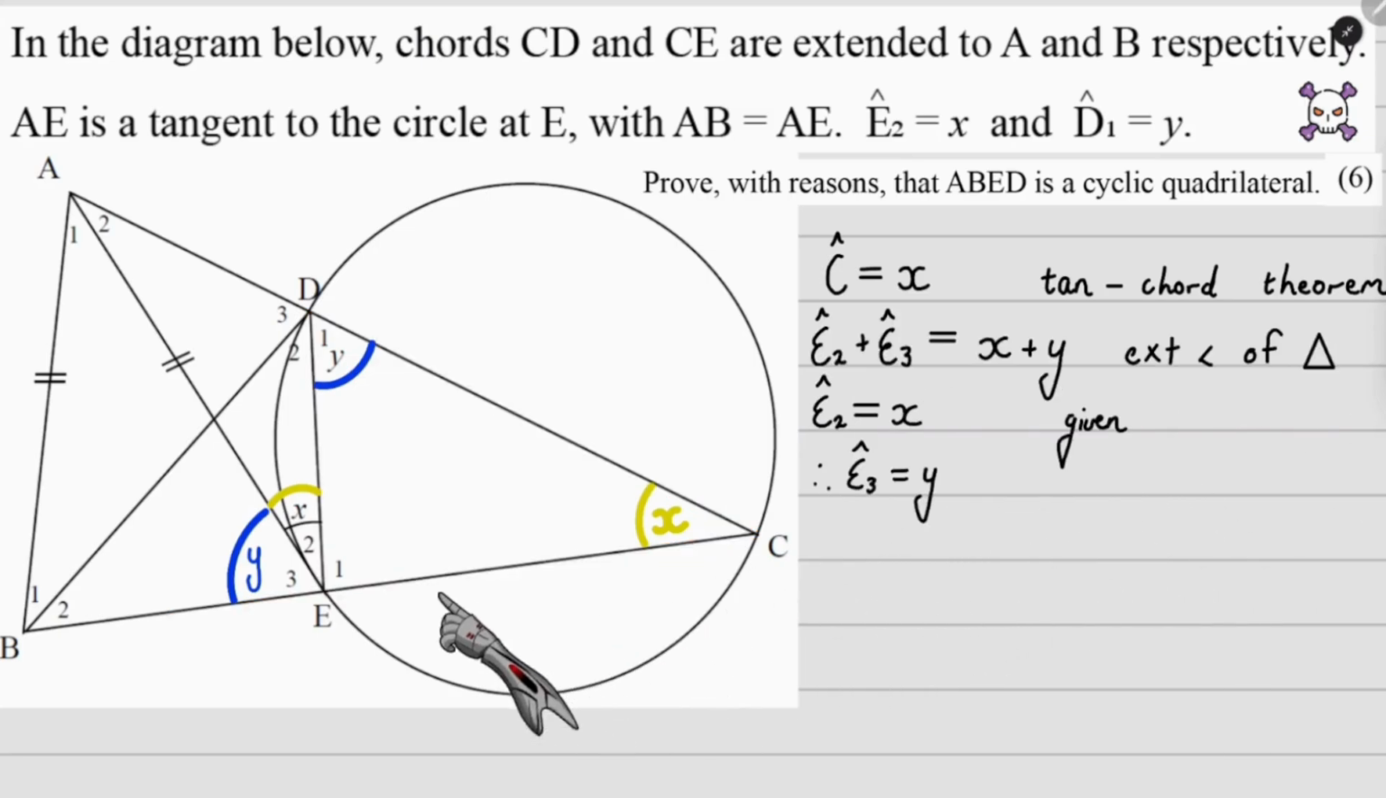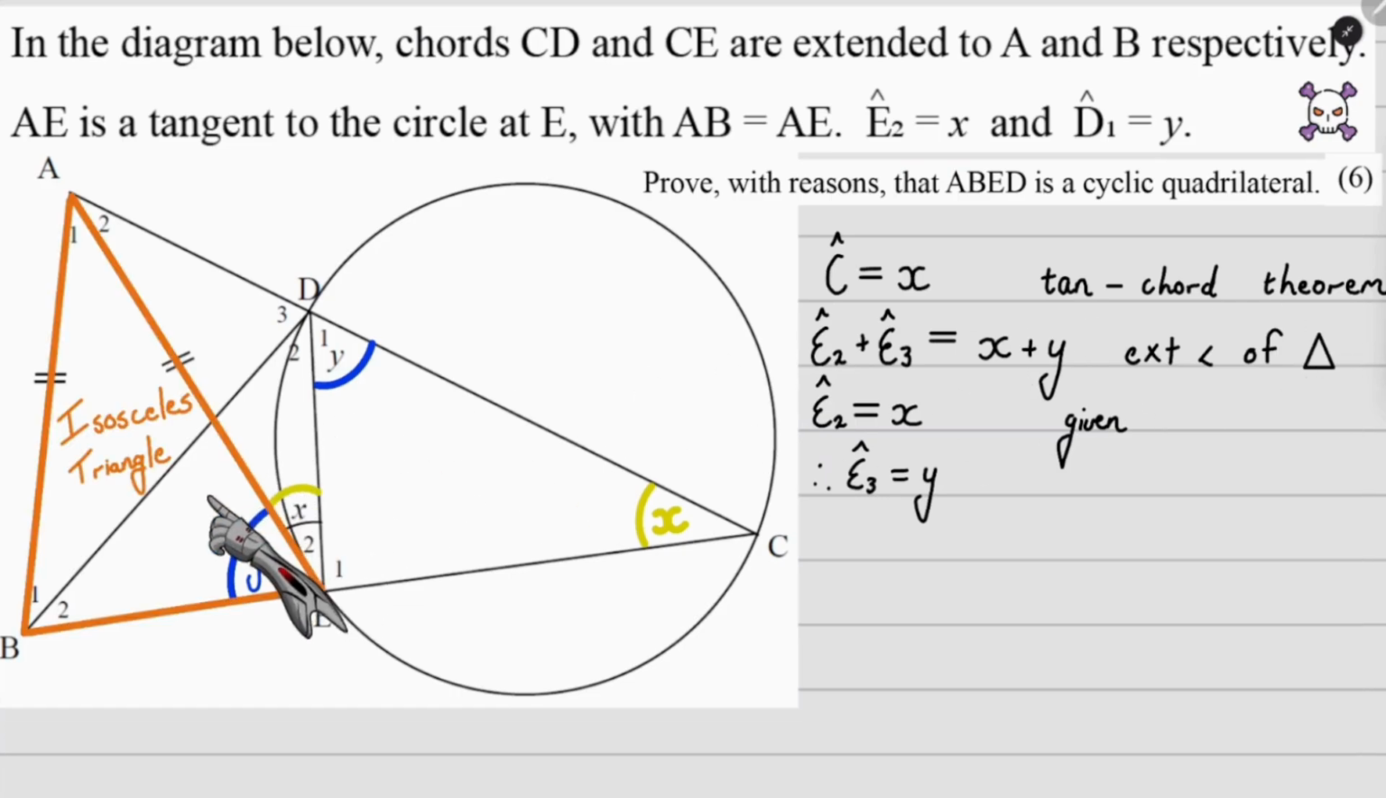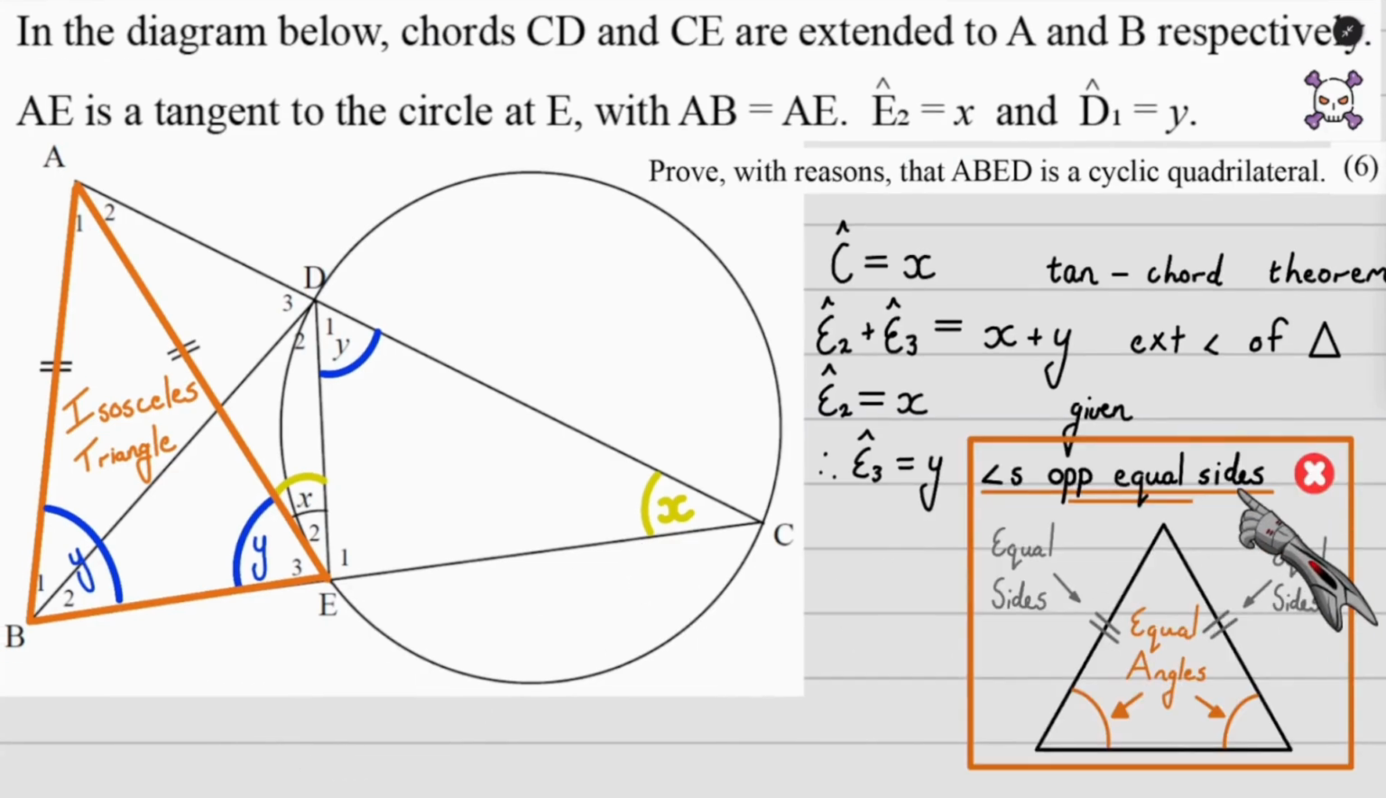And now I'm going to direct my focus towards this y over here. I can see it's touching this line, which is equal to this line, so it's inside of an isosceles triangle. And in an isosceles triangle, we always know that the base angles are equal. And that's for the following theorem: angles opposite equal sides. If I look at the equal sides and I go to the angles that are opposite them, the angles will be equal.